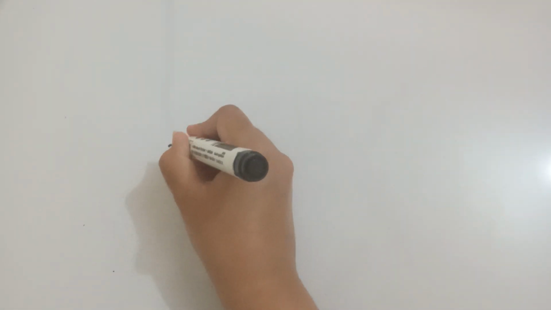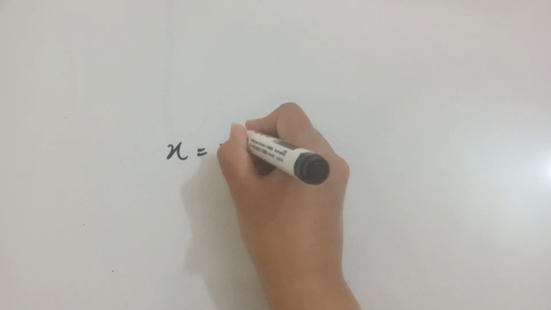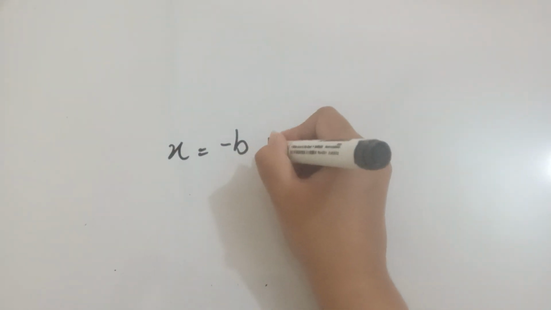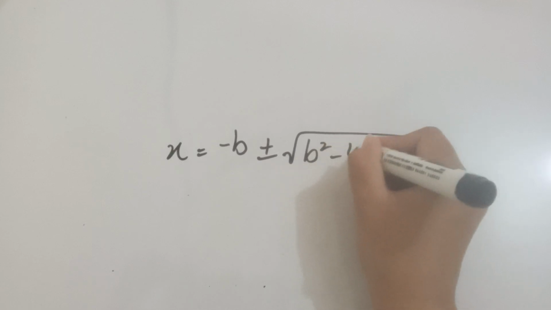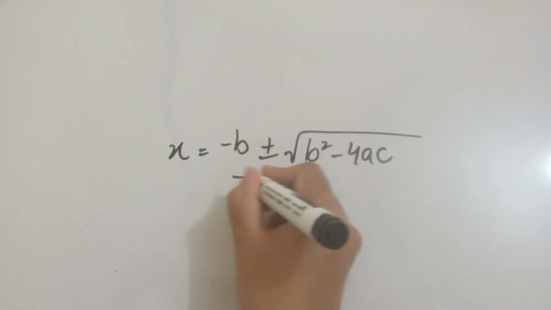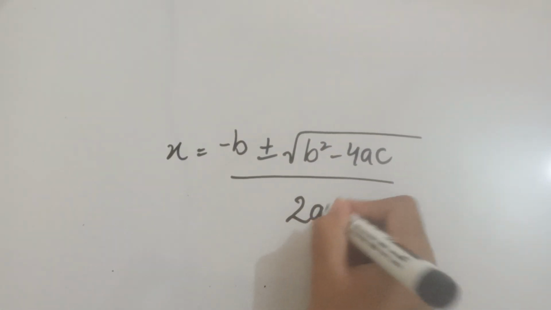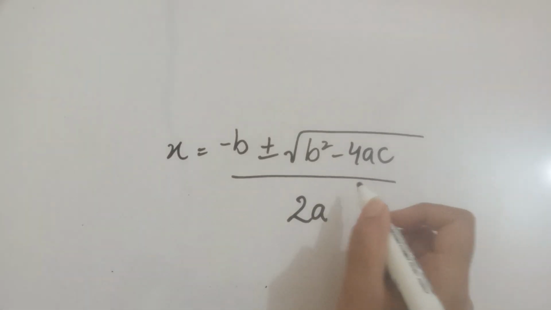Dear students, today we will learn how to apply the quadratic formula. What is the quadratic formula? The quadratic formula is x equals minus b plus or minus the square root of b squared minus 4ac, all divided by 2a. So what are the values of this b, a and c?